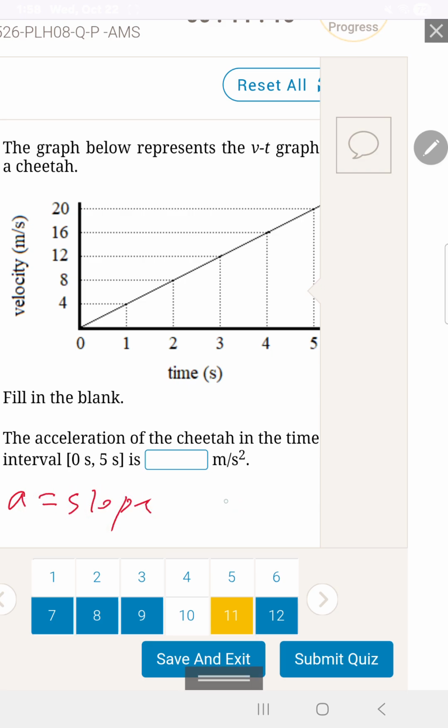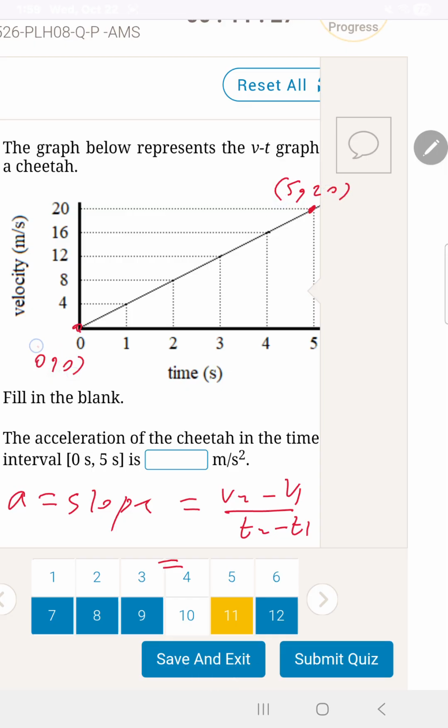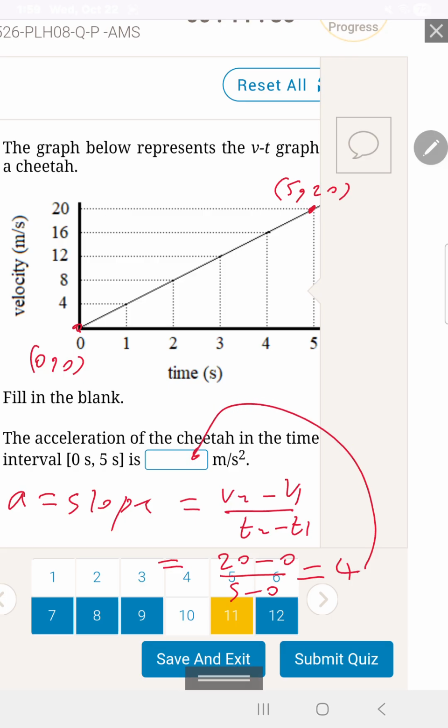To find the slope here, we do v2 minus v1 over t2 minus t1, which means if you take any 2 points, like this one, 5, 20, and this one, 0, 0, you can do 20 minus 0 over 5 minus 0, and that will be 4 meters per second squared, and that is the answer.